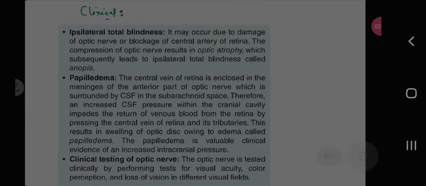Clinical testing of the optic nerve. The optic nerve is tested clinically by performing tests for visual acuity, color perception, and loss of vision in different visual fields.